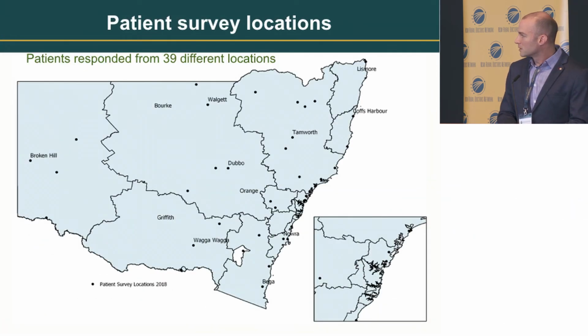This is where the patients came from. Out of 200,000 occasions of service, it's a pretty good sample. They are reasonably well distributed across all regional, remote, and urban areas, and both Aboriginal and non-Aboriginal clinics were surveyed. So it's a pretty good sample, and we think the results are fairly reliable.